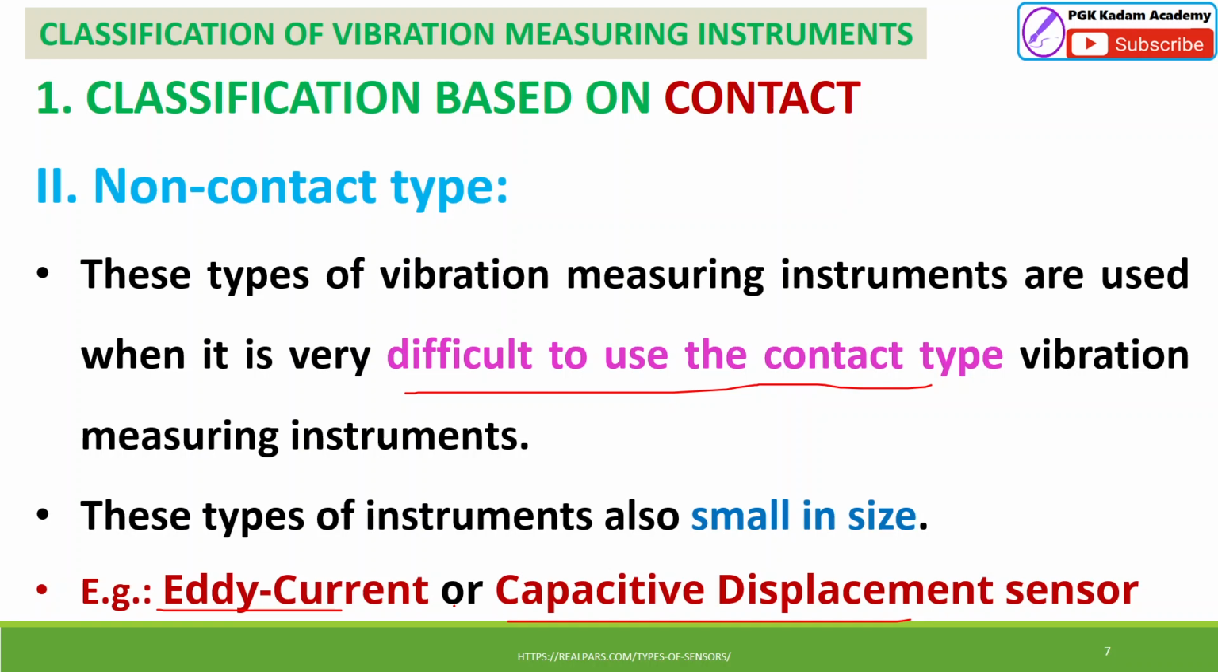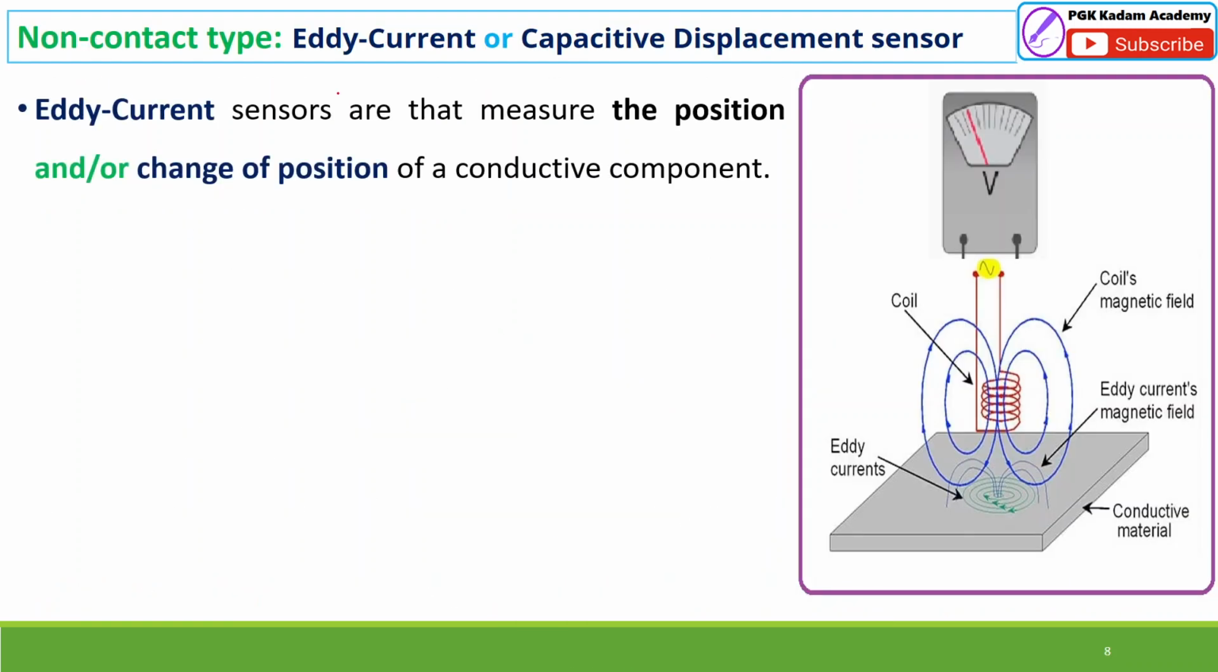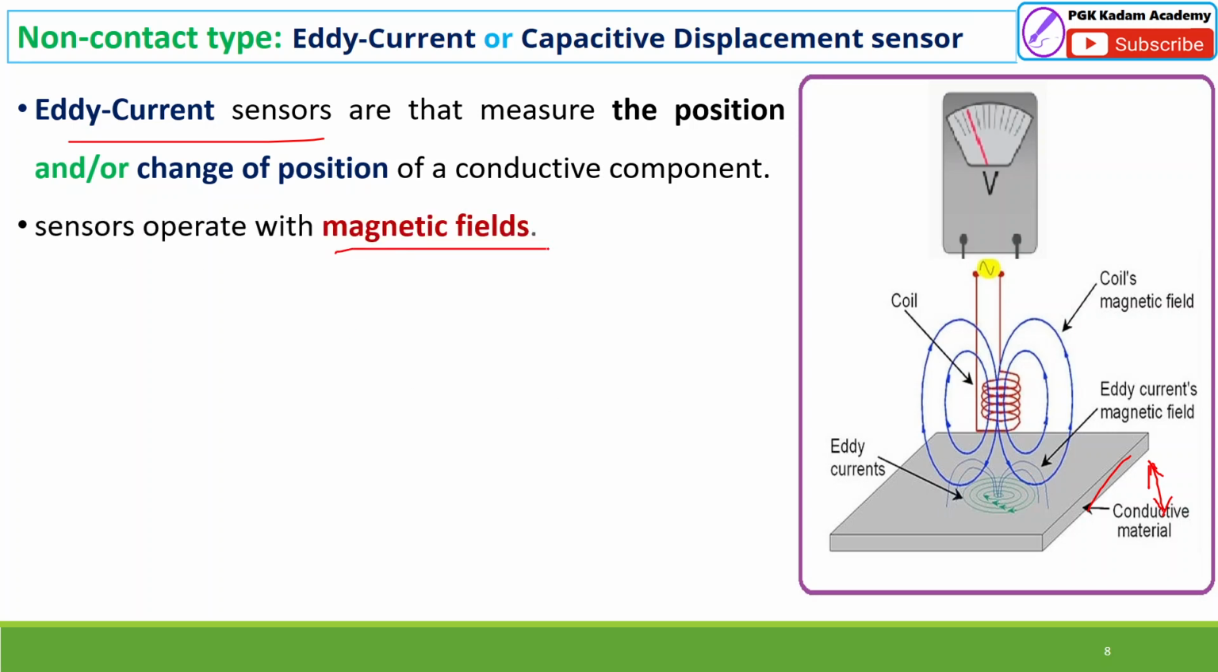We'll see how the eddy current sensor works. This is the non-contact type eddy current sensor, the red part you can see, and below it is the conductive material mounted on our vibrating machine. There will be some change in position, it may be in the vertical direction or in the horizontal direction, and that will create the eddy current. It operates with magnetic fields.